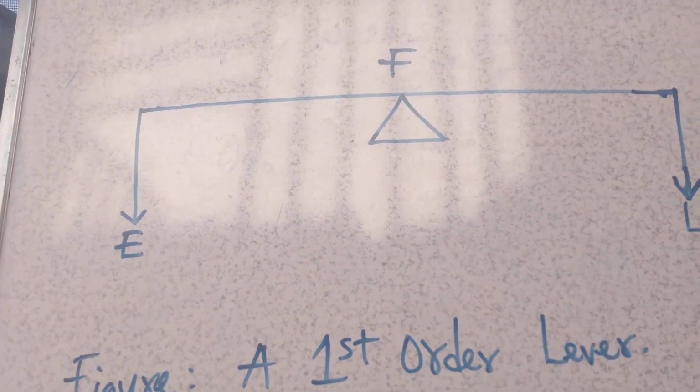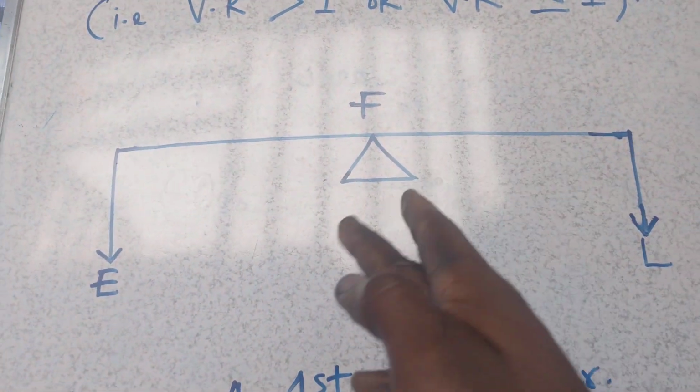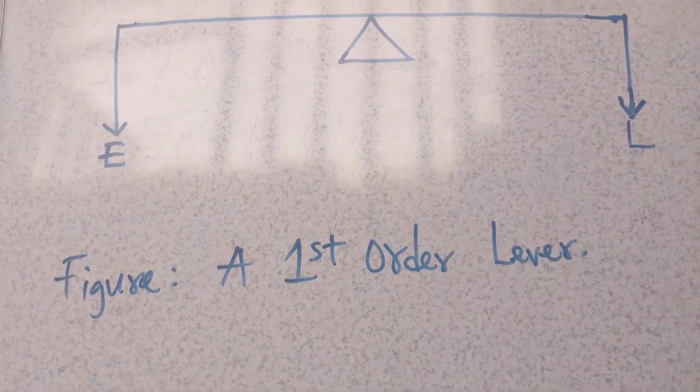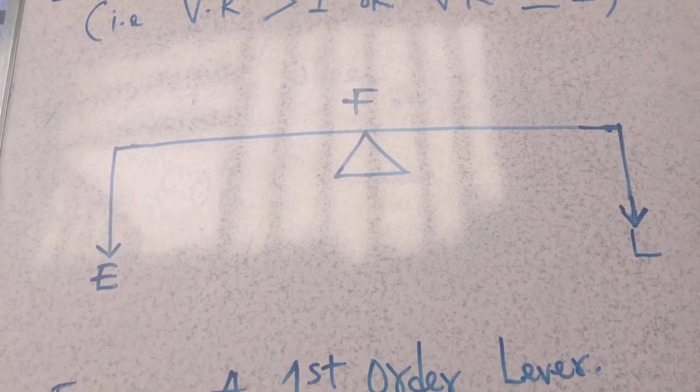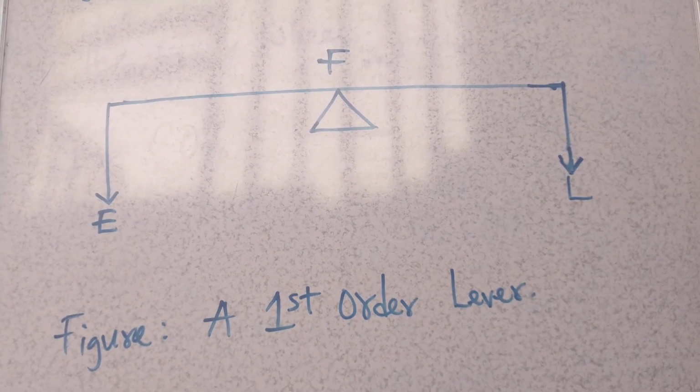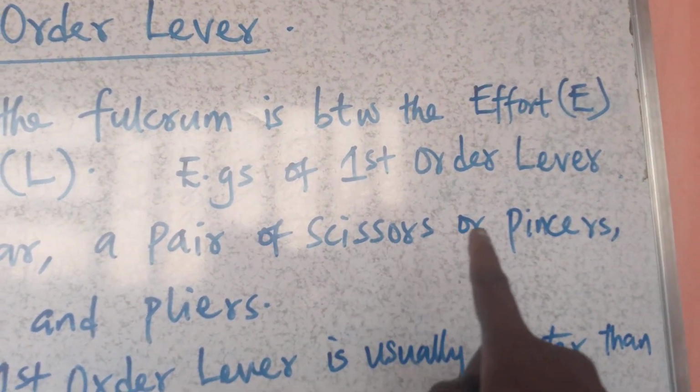A first order lever shows us that the fulcrum is always in between the effort and the load. The figure shows us a first order lever. It shows us that the fulcrum is always between the effort and the load. So we'll take note of the examples of first order lever.